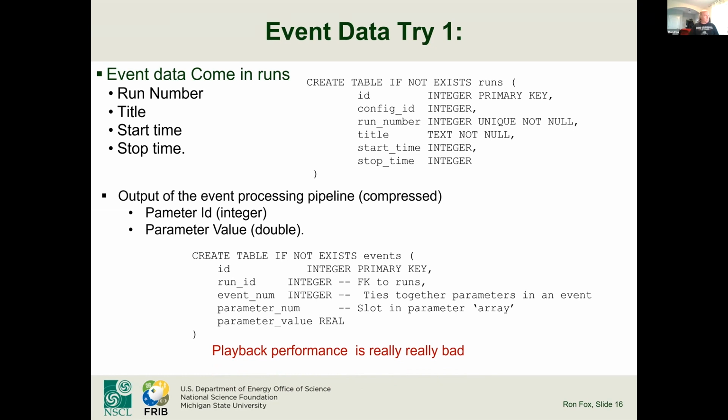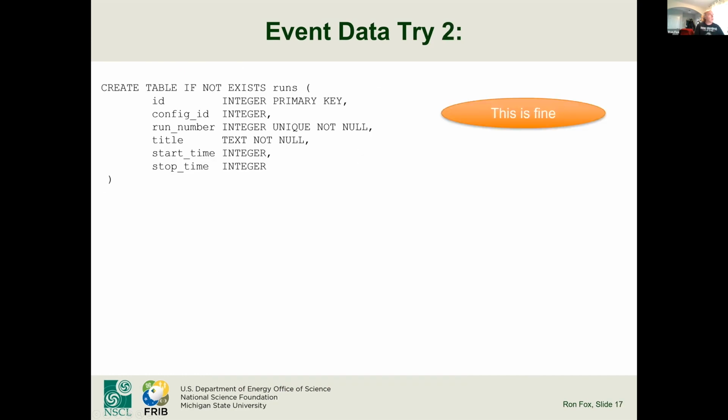It's bad because for a given event, we've got to pull several elements out of the result set, and we've got to glue them together into an event. We have to notice when event numbers change and all that kind of stuff. So let's look at the second try. So this is fine, how we define a run, no problem.